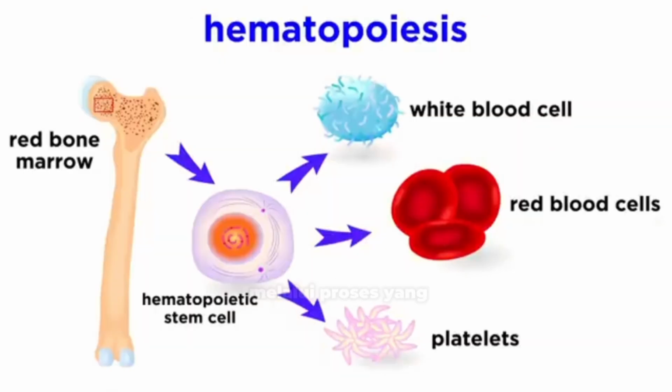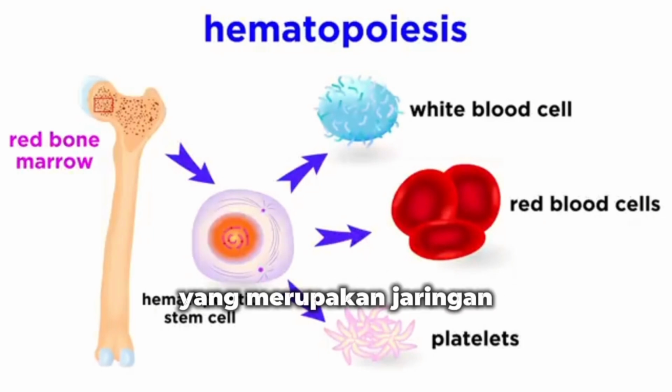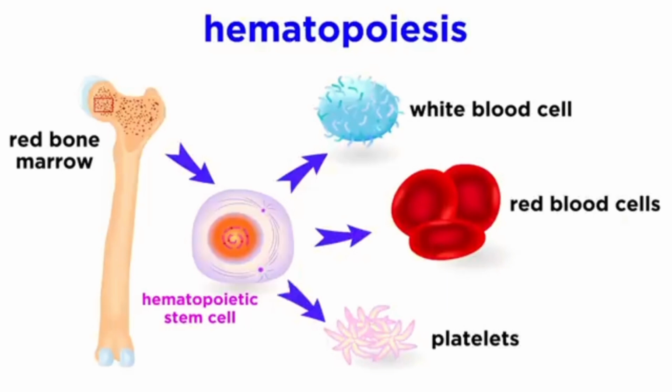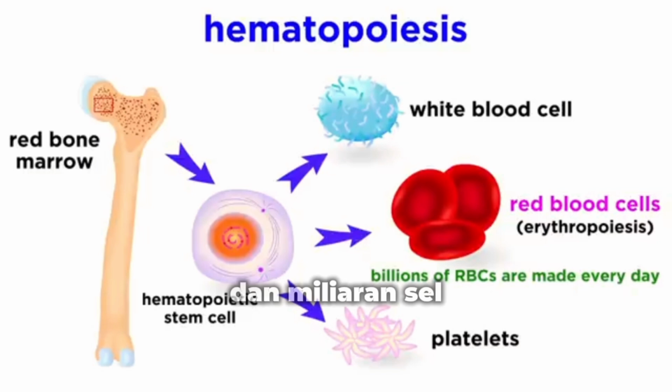Blood cells are produced through a process called hematopoiesis, and this occurs in the red bone marrow, which is a soft network of connective tissue found on certain blood capillaries, and which contains hematopoietic stem cells. For erythrocytes, this is more specifically called erythropoiesis, and billions of new red blood cells are made every day to maintain a nearly constant number, given that red blood cells function properly for only about 3 months, only to be destroyed by macrophages, which are a phagocytic type of white blood cell.